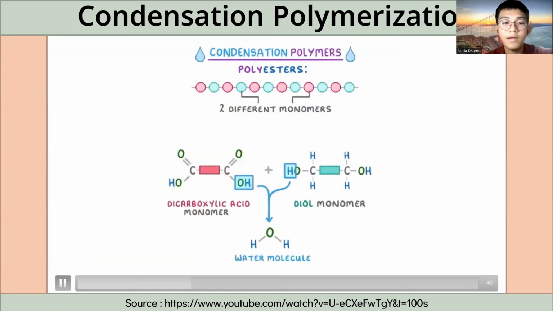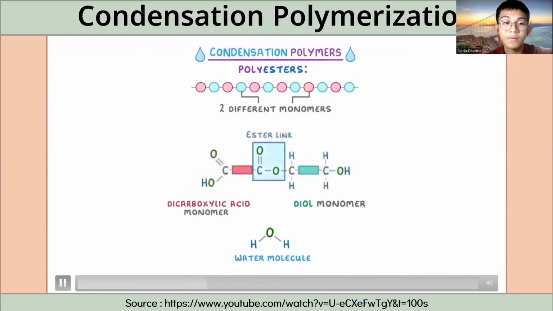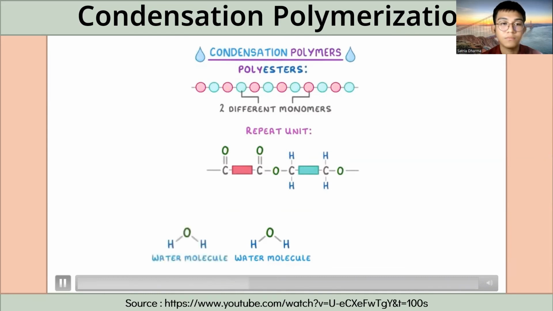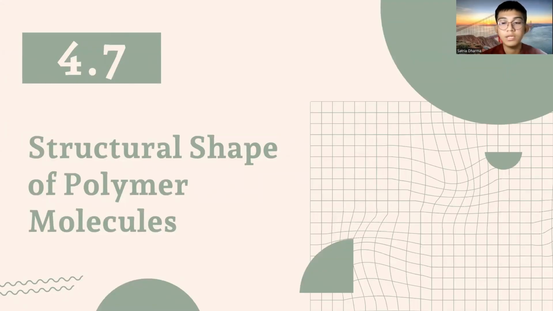And when we combine them, we make a water molecule, H2O, and the bonding starts. When they bond, we call it an ester link. At the moment, this is only a dimer because there are only two monomers. We put the empty bonds on the outside. And to finish, we add this. So that's it about the condensation processes.